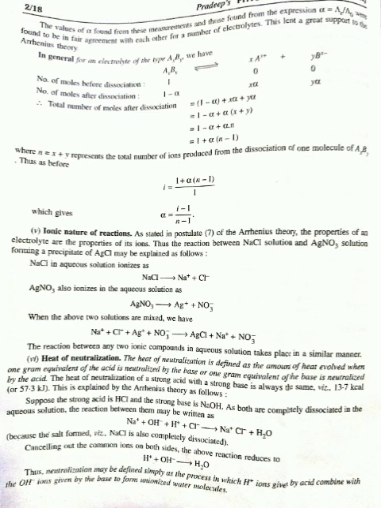Suppose the strong acid is HCl and the strong base is NaOH. As both are completely dissociated in the aqueous solution, the reaction between them may be written as Na+ plus OH- plus H+ plus Cl- gives out NaCl plus H2O, because the salt formed, NaCl, is also completely dissociated. Cancelling out the common ions on both sides, the above reaction reduces to H+ plus OH- gives out H2O. Thus, neutralization may be defined simply as the process in which H+ ions given by acid combine with the OH- ions given by the base to form unionized water molecule.